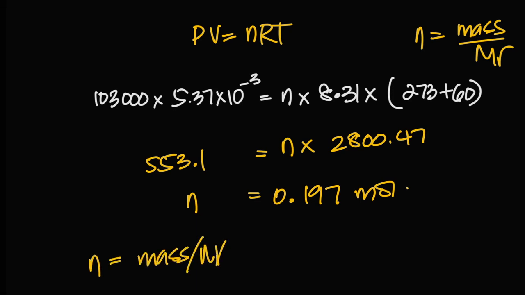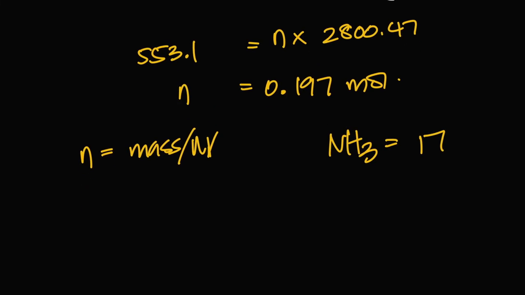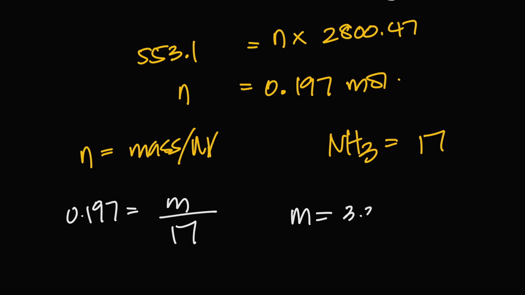Then you gotta plug this into mass over MR. And the gas is what? Ammonia. So the MR is 17. So then 0.197 is equal to mass over 17. You get how much? 3.4. So therefore the answer in this case would be D, 3.4.